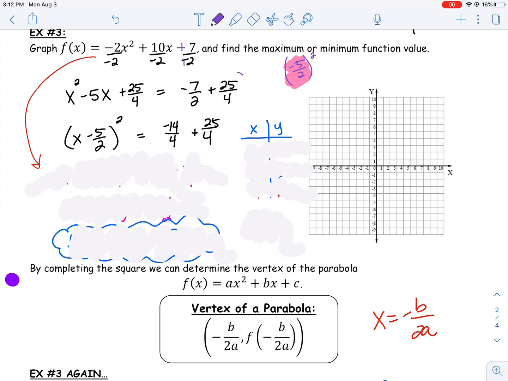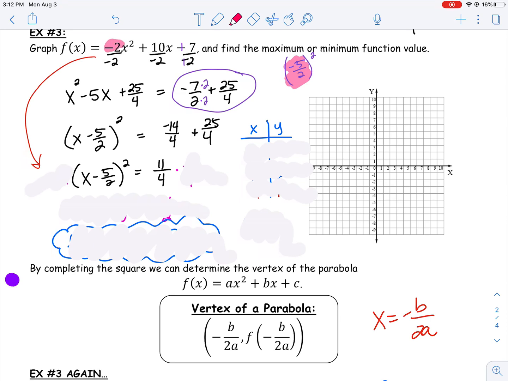So then on my right side, if I'm trying to add these two fractions together, I need to make sure that I have a common denominator. So let's multiply this first one by 2 on the numerator and denominator so that I can have a common denominator of 4. So I end up with negative 14 over 4 plus 25 over 4, which really gives me 11 over 4.